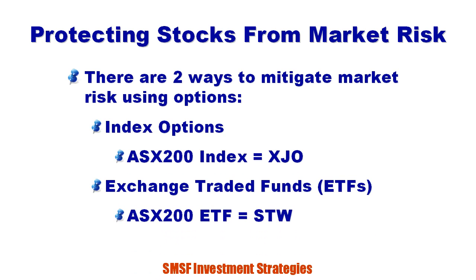The second way is to use options on exchange-traded funds, or ETFs. STW is an ETF that tracks the ASX 200. ETF options are structured in the same way as equity options, and we have already shown you how to buy equity options in the previous video. If you are not comfortable with using index options, you can buy put options on STW instead.